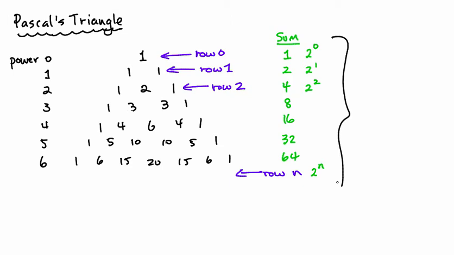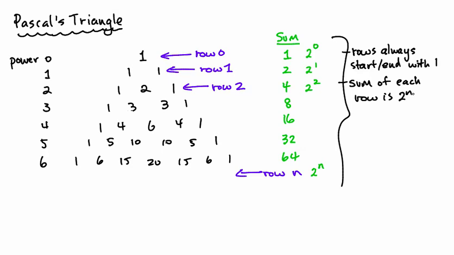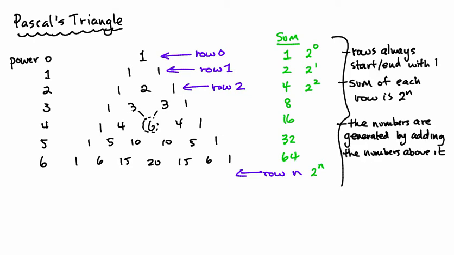So let me just list some of them out. First of all, the rows always start and end with 1. We just noticed that the sum of each row is 2 to the n. The numbers in the rows are generated by adding the numbers that are directly above it. So if I want to know how I got this 6, well, I added the numbers that are directly above it. And the number of terms in a row.